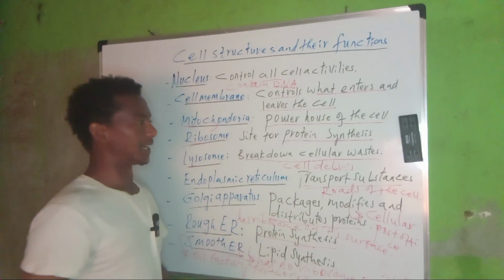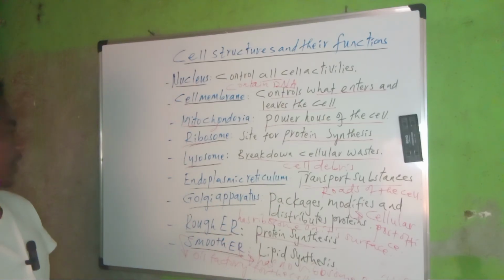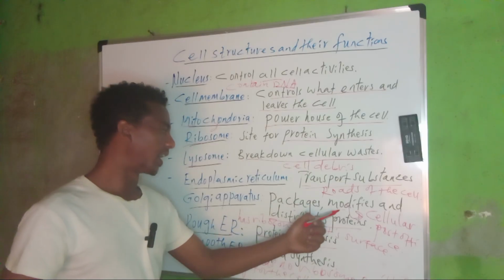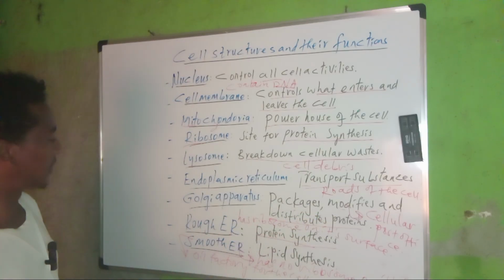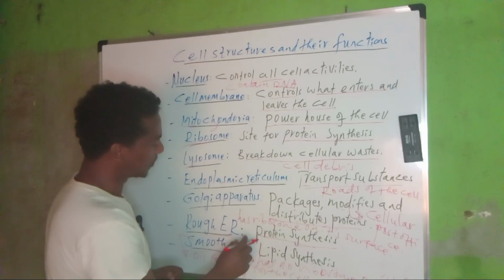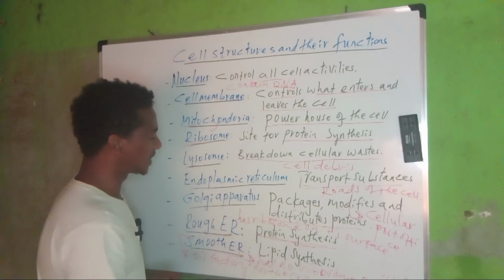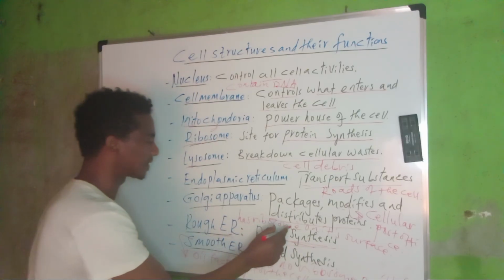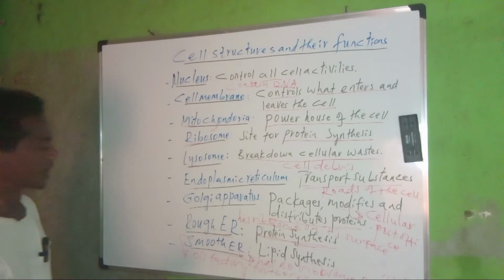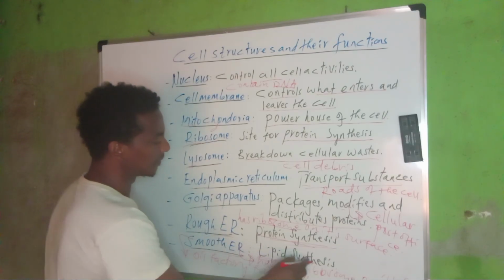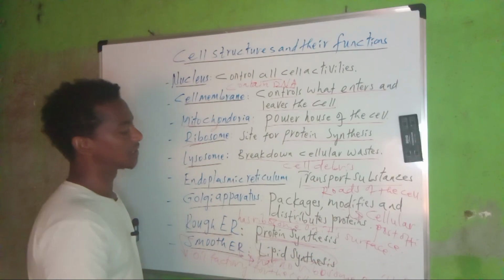Endoplasmic reticulum, transports substances in the cell. Golgi apparatus packages, modifies, and distributes proteins for the cell. And the rough endoplasmic reticulum is involved in protein synthesis, since it has ribosomes on its surface. The smooth endoplasmic reticulum is involved in lipid synthesis.